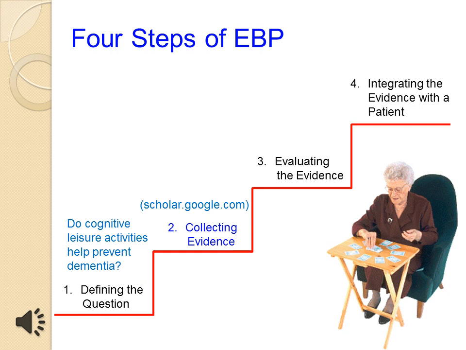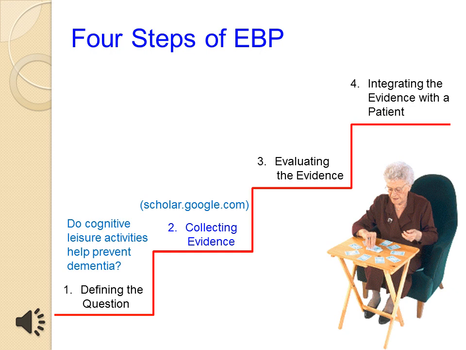Now that you've determined the question, it's time to collect the evidence. The second step involves collecting evidence from the literature to help answer the question. One of the best ways to accomplish this step is to use online database search capabilities. Using appropriate search terms such as cognitive leisure activities and dementia, many relevant articles can be retrieved.